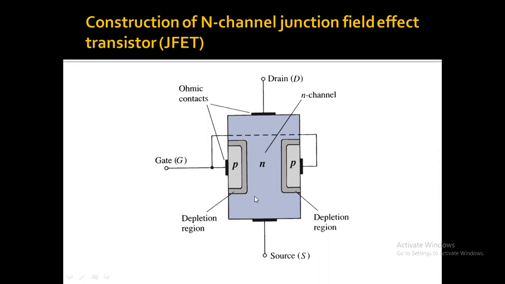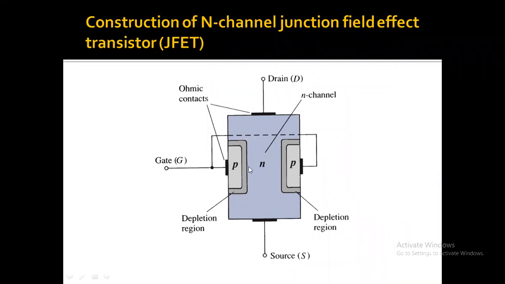So normally it has three terminals: gate, drain, and source. Drain is towards the upward side, source is towards the downward side, and gate is in between. These two P regions are connected to each other and form one of the terminals, that is the gate terminal, right? This configuration is nothing other than a PN junction diode.